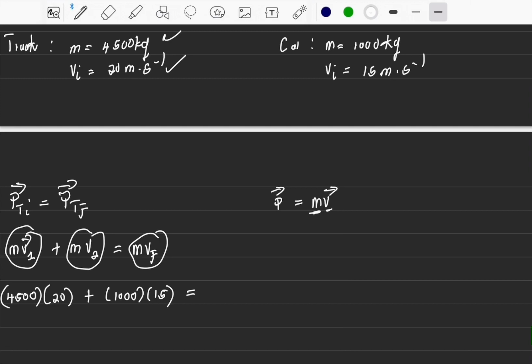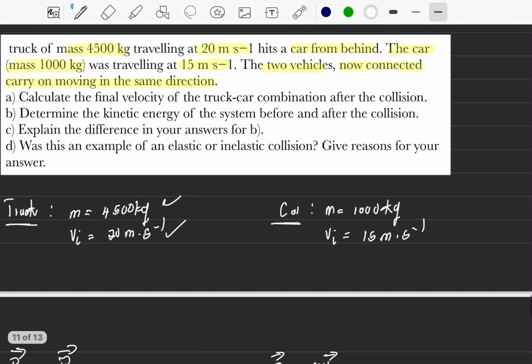On the right hand side, you are going to add the mass of both the truck and the car, because they are now one system and they are connected. So when we add those two, we have 5,500 multiplied by the velocity that we do not know, because this is what the question requires us to calculate. It says to calculate the final velocity of the system, the truck-car combination after a collision.